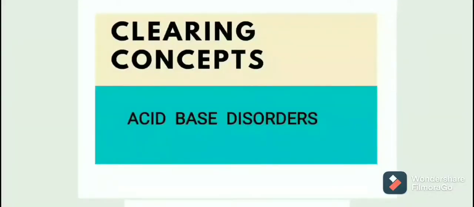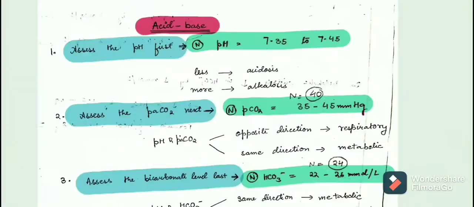So today we will be discussing the topic of acid-base disorders. First we will clear the concepts regarding this and then we will learn easy tricks to solve the questions easily. Okay, so let's start. In acid-base disorders, we will find the disorder in 3 steps. First, we will assess the pH, then we will assess the PCO2, and then we will assess the bicarbonate level. We will go in these 3 steps.